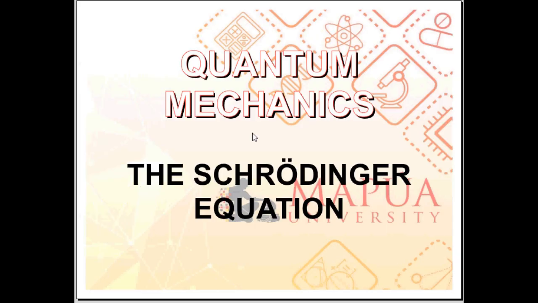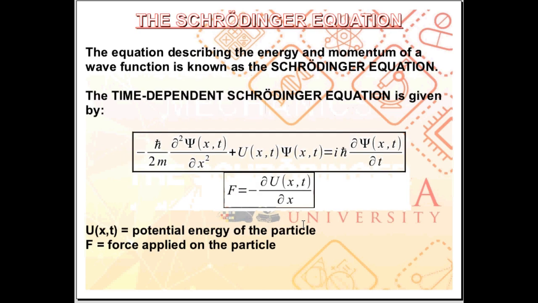Continuing on with our discussion on quantum mechanics, we have the Schrodinger equation. In the previous video, we took a look at matter waves and how very small particles like electrons and atoms can behave like a wave, can have wave properties as long as they have energy and momentum. The equation describing the energy and momentum of a wave function is known as the Schrodinger equation.